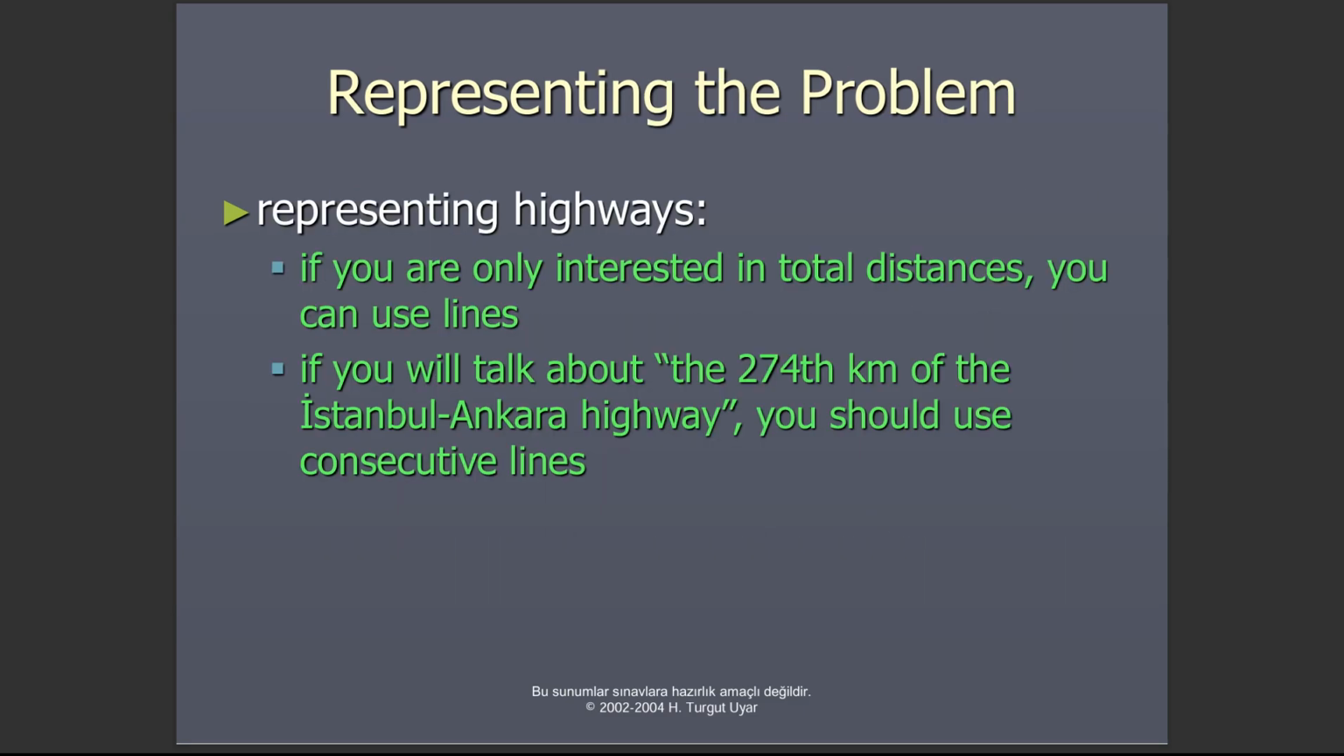Next, representing highways. How we represent highways depends on what we need. If we only care about the total distance, simple lines are okay. But if you want to talk about specific points, like the 274th kilometer of the Istanbul-Ankara highway, we need more detailed data, such as consecutive lines. Consecutive lines in Turkish is ardışık çizgiler.